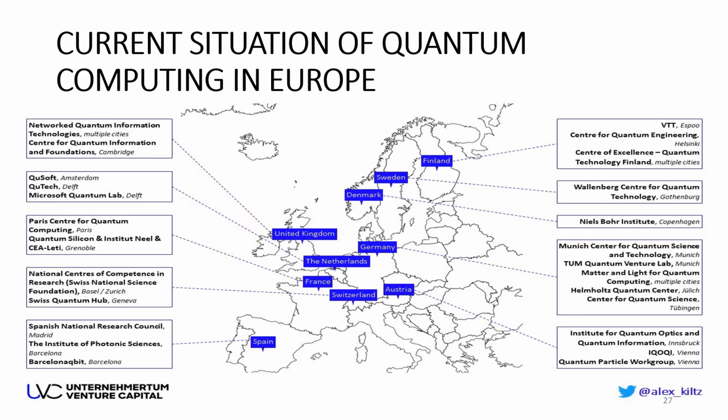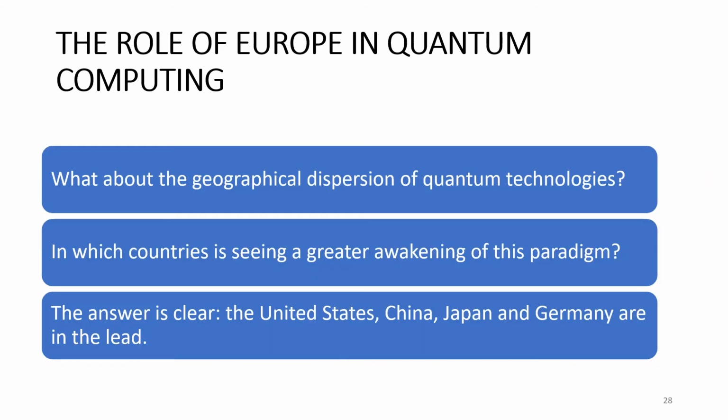In this respect, we see some activity in Finland, in Sweden, in Denmark, in the United Kingdom, in Germany, in the Netherlands, in France, in Switzerland, in Austria, and in Spain. But the corresponding engagement of these countries in the quantum race is not homogeneous. In fact, in Europe, only Germany can be considered to be in the top of the countries that lead the quantum race. And this is due to the geographical dispersion of the quantum technologies.